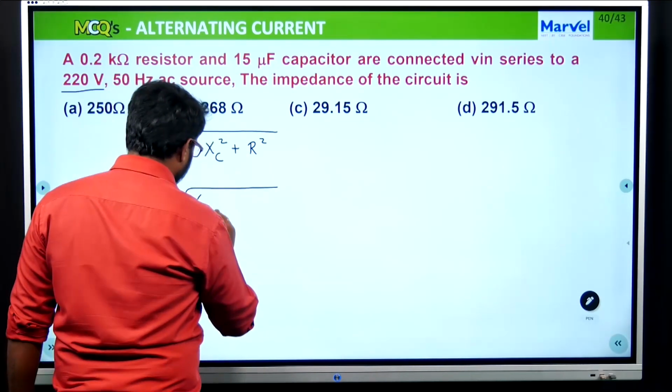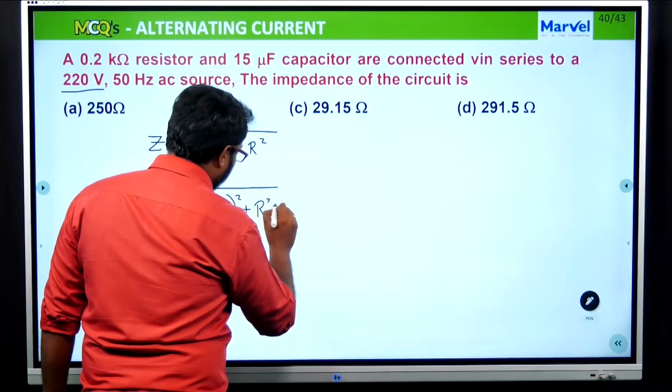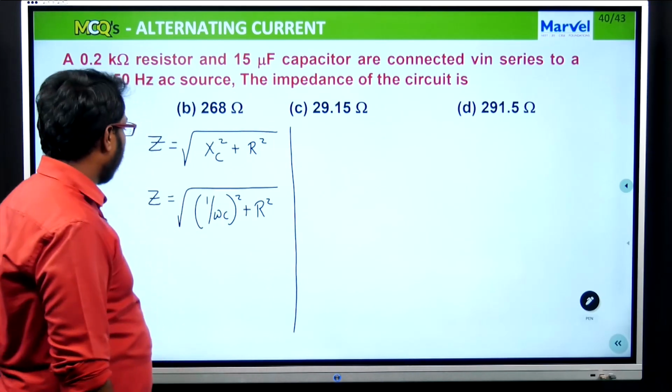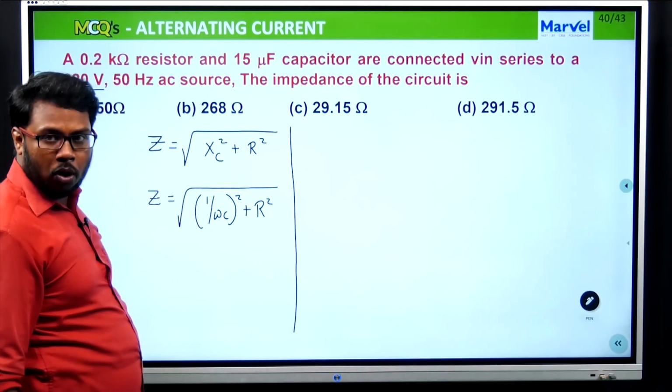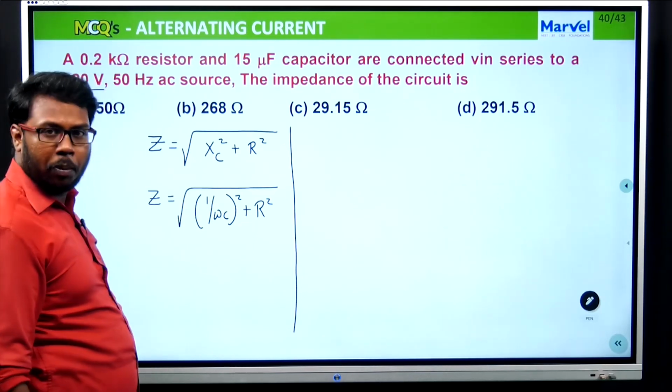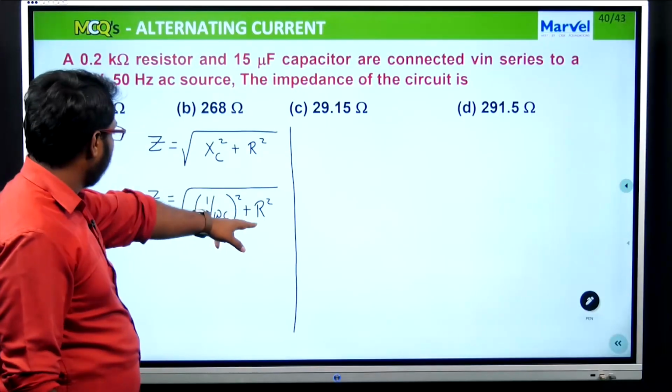It is nothing but (1 by omega C) the whole squared plus R squared. We already know what is omega, and I will plug that in its place, and then we can also plug the value of R in here.